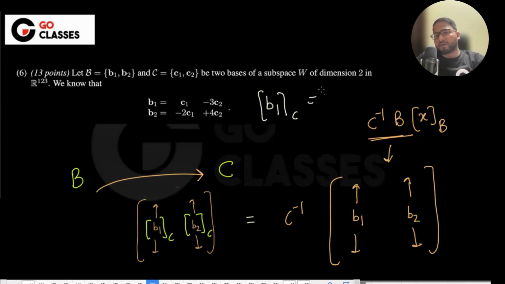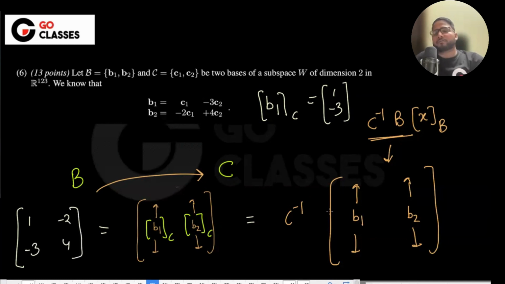It is easy to see from here. Can you tell me? Yes, Aditya has given the correct answer, which is 1 and minus 3, right? So 1 and minus 3 will be there. So this matrix is 1 and minus 3, and then minus 2 and 4. That's all, right? So they are interested in finding the matrix C inverse B, and they have given the relationship between B and C. It is just the coordinates of B1 with respect to C and the coordinates of B2 with respect to C, isn't it?